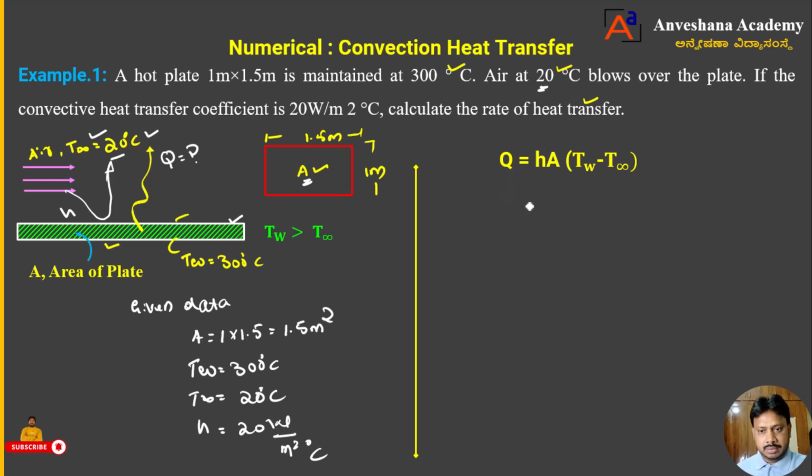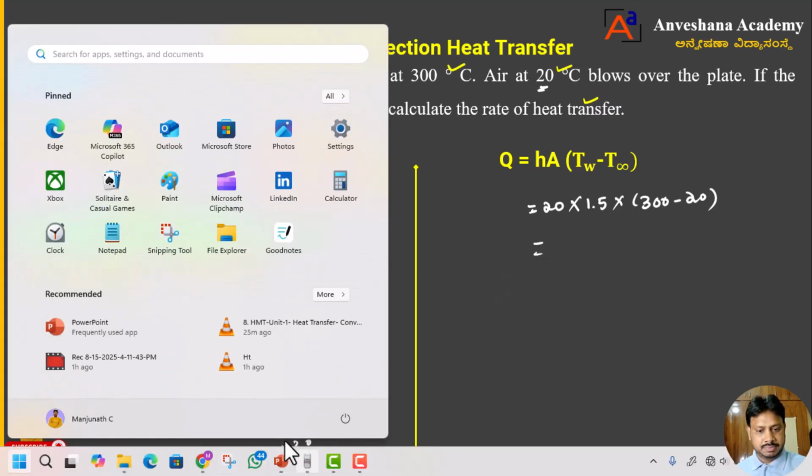I have listed all the given data. Now I will substitute all the values in this equation. h is equal to 20 watt per meter square degree Celsius, which is given, so I will substitute it here. Then the area is 1.5, which I will also substitute. Next, into TW, the temperature of the plate, that is 300, and minus T infinity, the air temperature, that is 20 degrees Celsius. Then I will do the simplification.